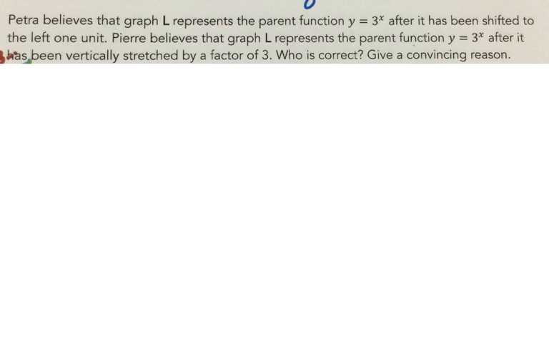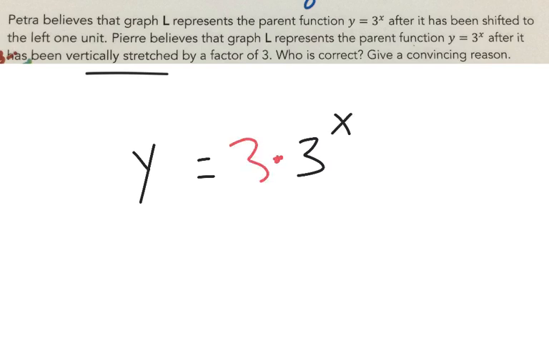So if I look at this question, what would it look like if I vertically stretched it by 3? How do we vertically stretch something? Multiply it by 3. Well, did we talk about how we could simplify this? 3 times 3 to the x. This is equal to 3 to the... So does that make sense if I vertically stretch 3 to the x by 3? Does that give me this graph? It does.